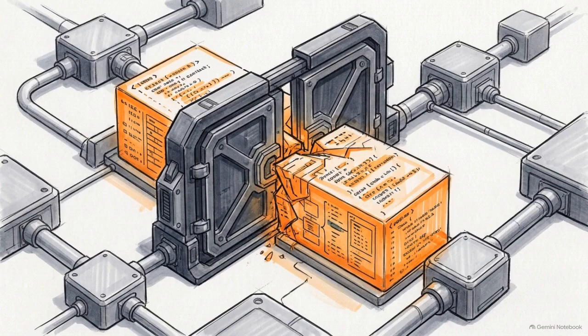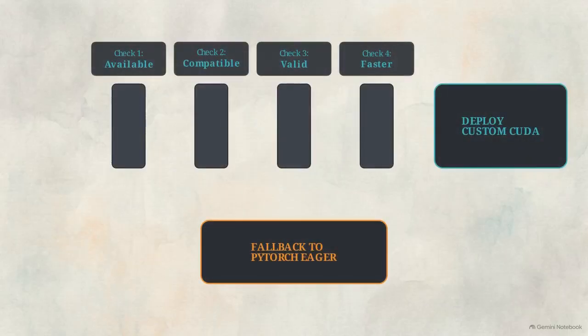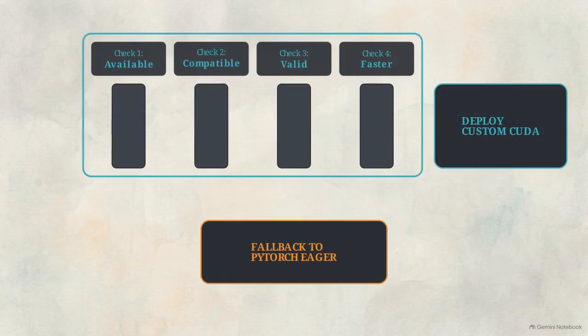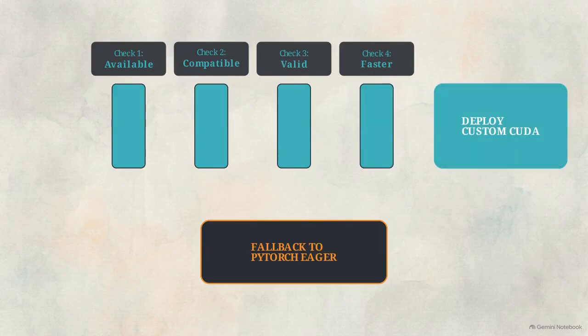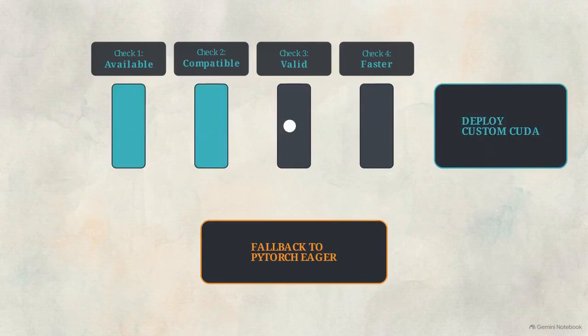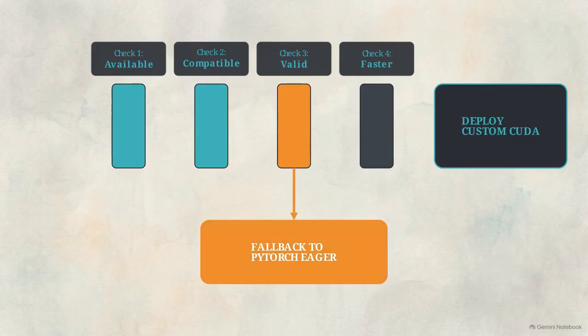The execution of that package in production is controlled entirely by a policy called guarded dispatch. For a generated kernel to execute instead of the default PyTorch path, it must pass through these 4 sequential gates. It must be available, compatible with the call, numerically valid for the workload, and definitively faster than eager. If all 4 conditions light up green, the model uses the custom CUDA. If a single gate fails, the routing defaults entirely to the original PyTorch eager path.